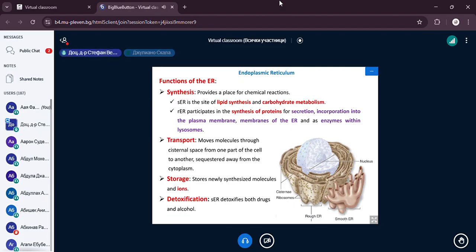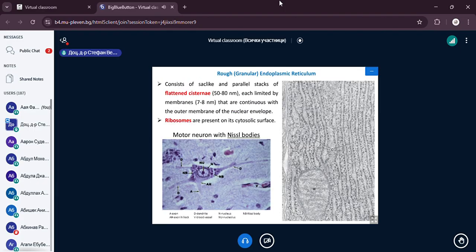So, speaking about the functions of the endoplasmic reticulum, we see that the endoplasmic reticulum serves quite various functions. But to explain these different functions, we must know the structure of the endoplasmic reticulum. And we'll see first the structure of the rough or granular endoplasmic reticulum.